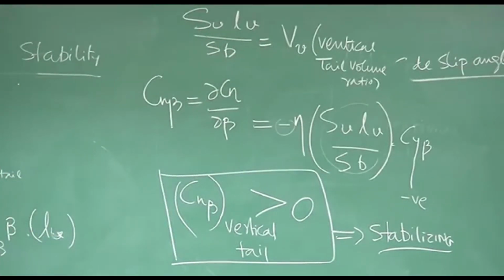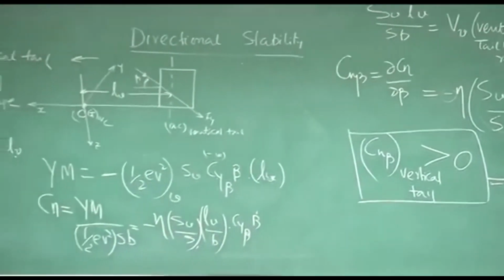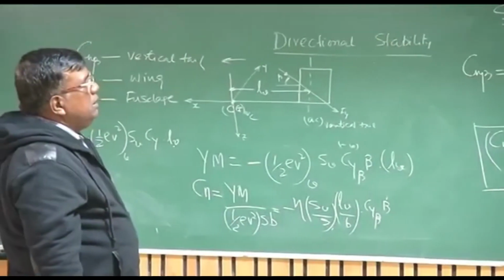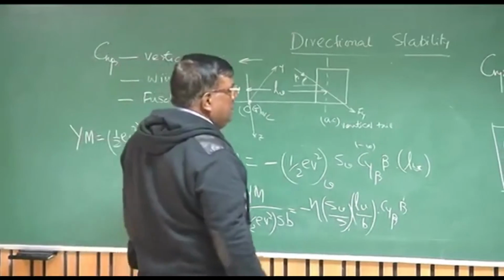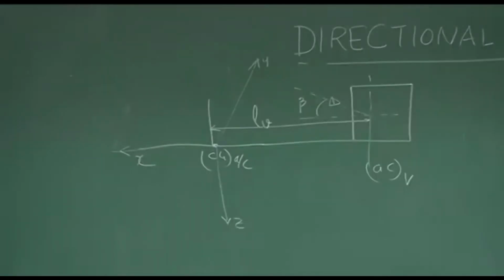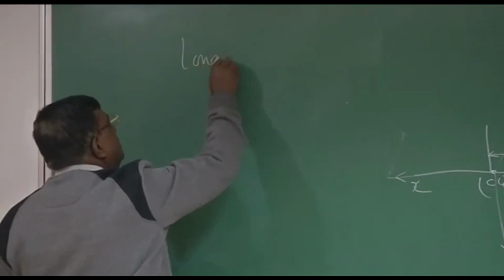So, just now we finished the expression for Cn beta vertical tail, and we see that it is having a stabilizing effect on the airplane directional stability. Is it clear to everybody? Okay.